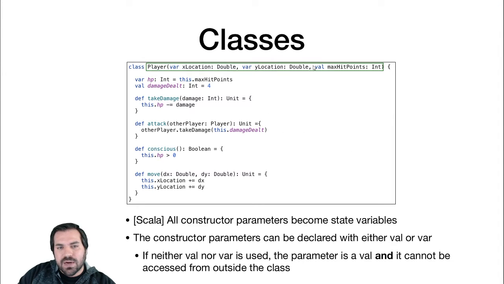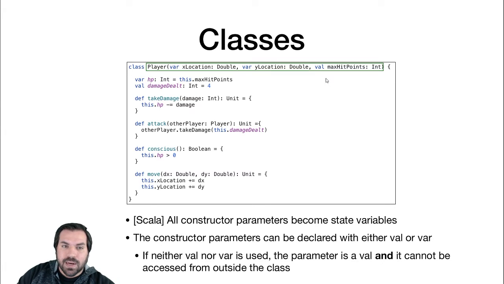I'm using val and var here. We've seen this before. Var means that the X and Y location can change because this player can move around in the game space. I want those to be able to change, and in fact, I change them in the move method. I'm going to allow the player to move around in this game world. The max hit points, I don't want that to ever change. We're not going to have level ups or anything. The max hit points is always going to be the same value, so I'm going to say that's a val. We can't change the max hit points.